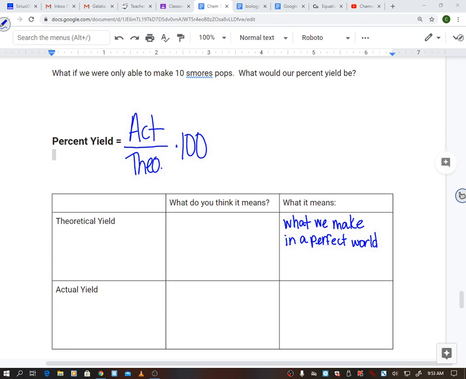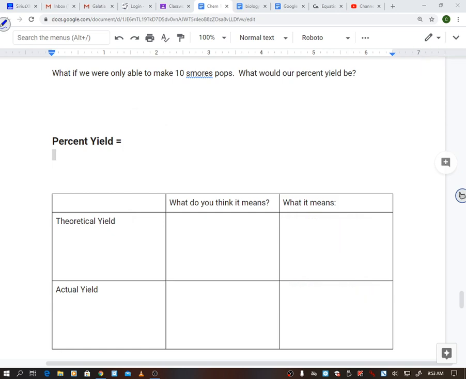Now, the actual yield is what you actually make. So half the battle with the chemistry side of things is being able to figure out which number is your theory, what in theory you should have made, and which one is what you actually made. So that's going to be the first step when we're looking at the chemistry side of things. So let's go over to the next page.